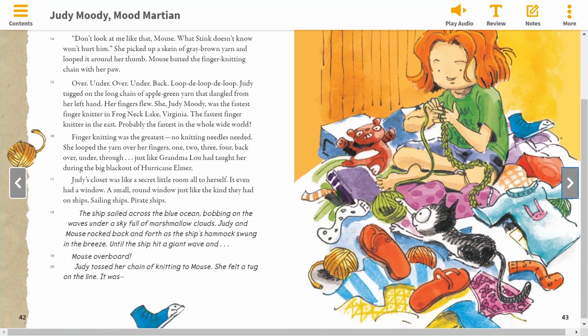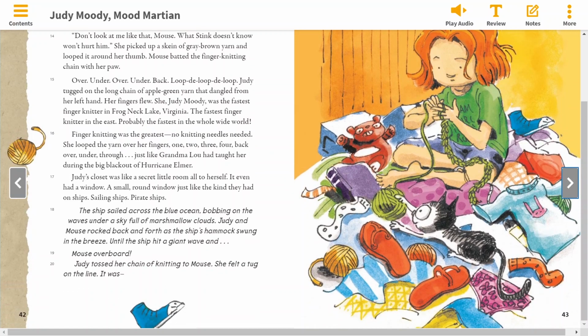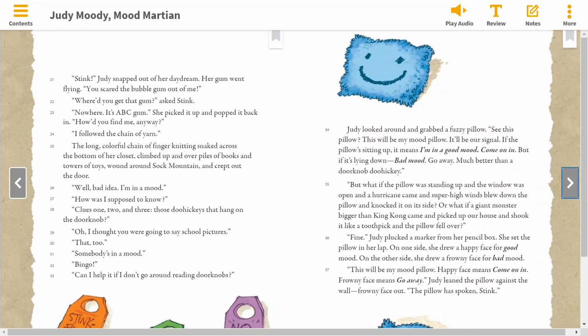The ship sailed across the blue ocean, bobbing on the waves under a sky full of marshmallow clouds. Judy and Mouse rocked back and forth as the ship's hammock swung in the breeze, until the ship hit a giant wave and... Mouse overboard! Judy tossed her chain of knitting to Mouse. She felt a tug on the line. It was... Stink! Judy snapped out of her daydream.